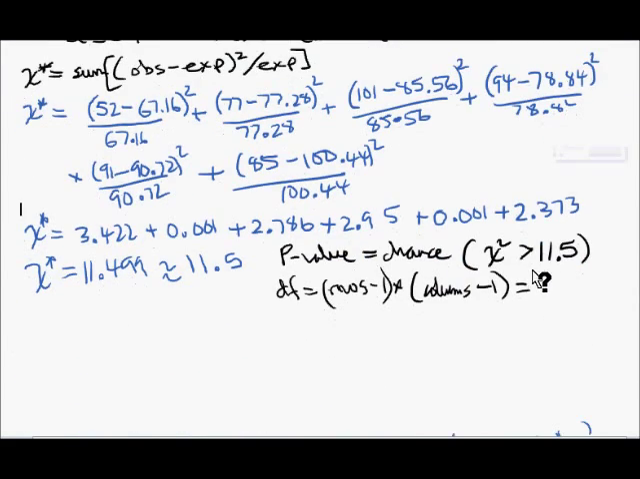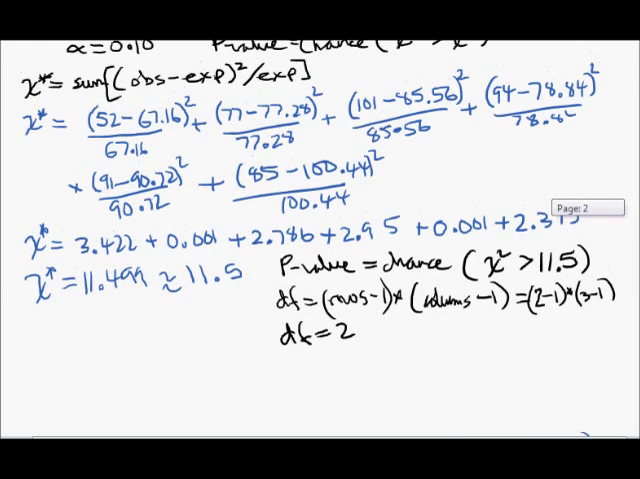So it's going to be 2 minus 1 times 3 minus 1. Or the degrees of freedom here is just 1 times 2, or 2. So why is it 2? Well, actually, if you go back to the original table, it makes sense.